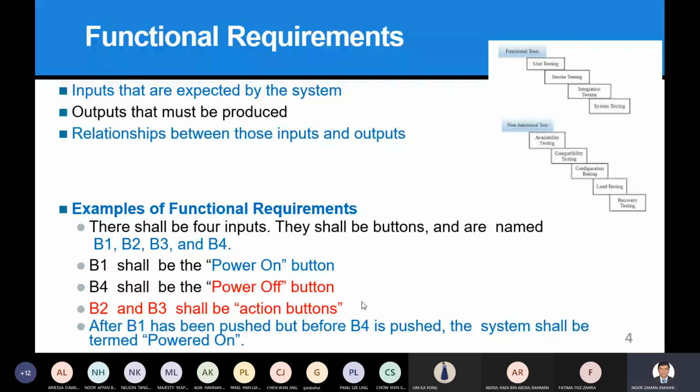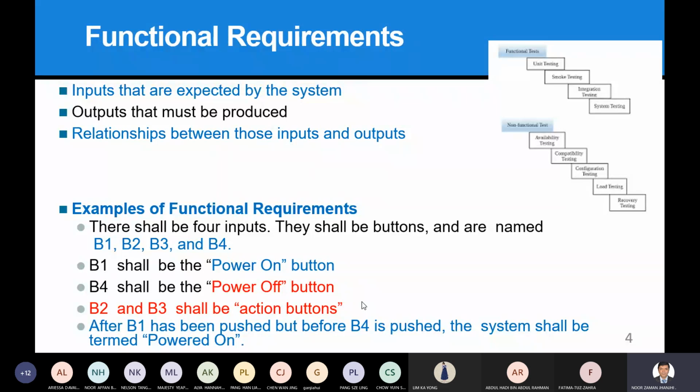That is the basic need of the system. Say for example, you are designing a laptop. From this example, for the functional requirements we have four buttons, B1, B2, B3, and B4. B1 shall be the power on, so when we press the button, it powers on. And B4 shall be the power off. Whatever we are doing with B2 or B3 are the functional requirements we use in between switching on our laptop and switching off our laptop.